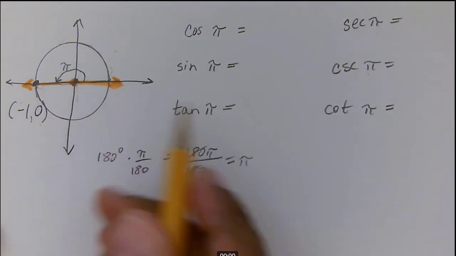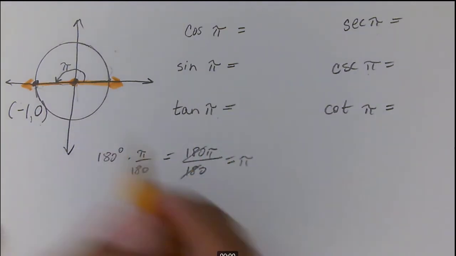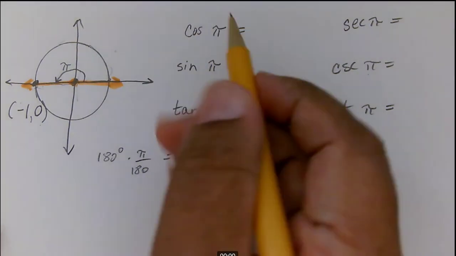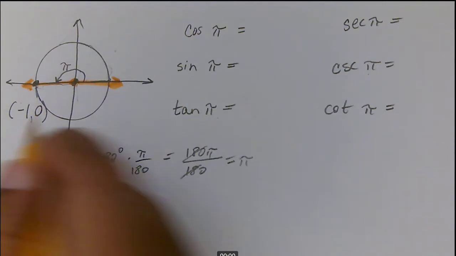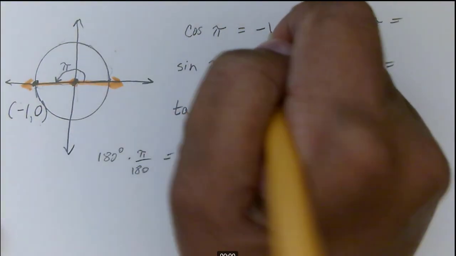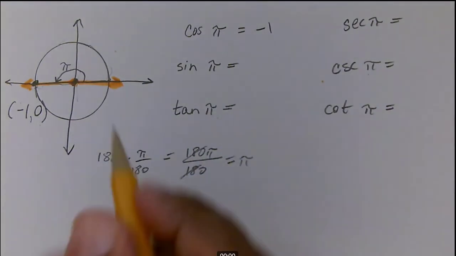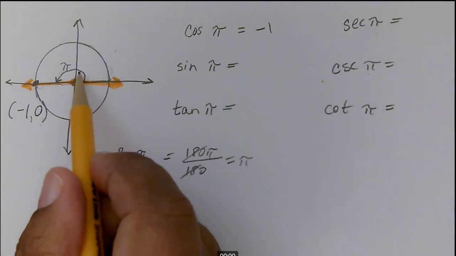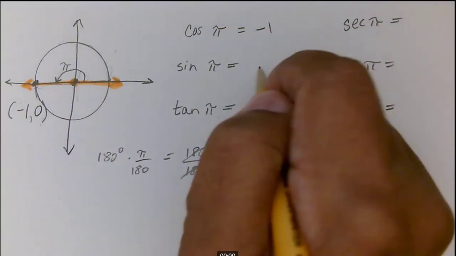And when we try to find the cosine, sine, and tangent, we just have to do all our manipulations like before. We know that the cosine is the x value, so the cosine at pi is equal to negative 1. We know that the sine is the y value, and the y did not go up or down. It stayed at 0. Y is at 0.